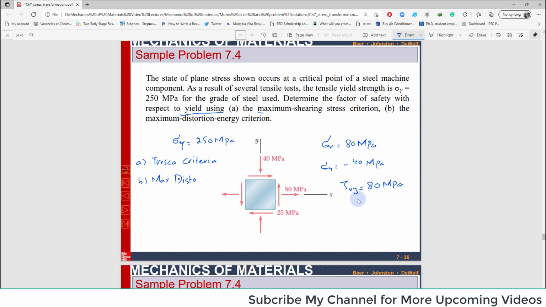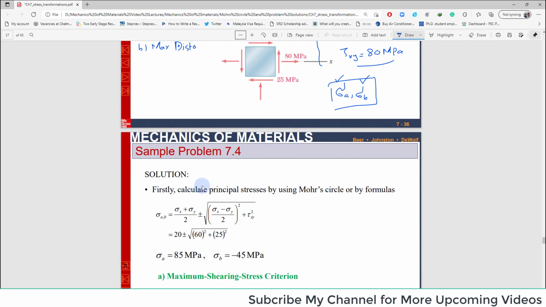Now you must be able to know how this tau xy is positive. So now you have all these values. Whether you draw the Mohr circle or use the transformation equations, you will get sigma A and sigma B. I will not draw the Mohr circle or solve this. You will have to solve it on your own and calculate sigma A and sigma B, which are the principal stresses. For calculating principal stresses, sigma A or sigma B is equal to this formula plus or minus this. If you put in the values, sigma A is 85 megapascal and sigma B is minus 45 megapascal.